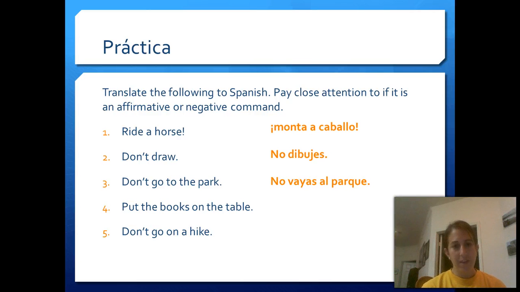Put the books on the table. I'm thinking we got a Vin Diesel here. Pon los libros en la mesa. And then don't go on a hike. No des una caminata. All right, those are your notes.